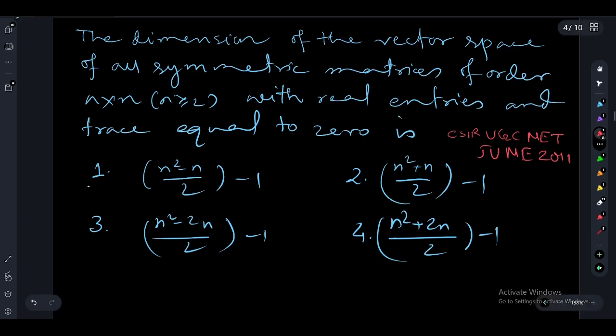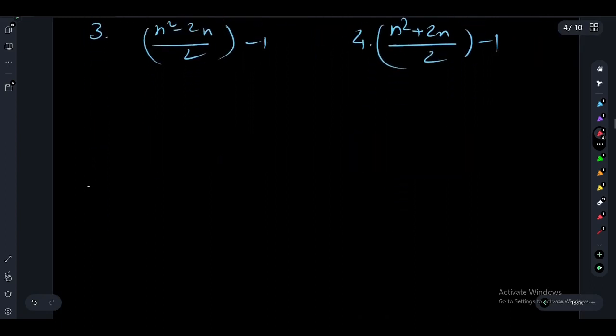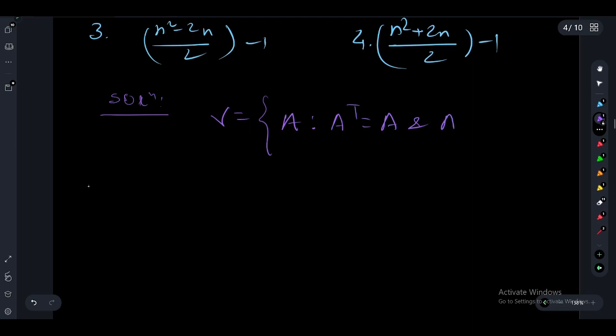But what is the vector space? It is given that if we call it V, then V is the set of all matrices A such that A transpose equals A and trace A equals 0.